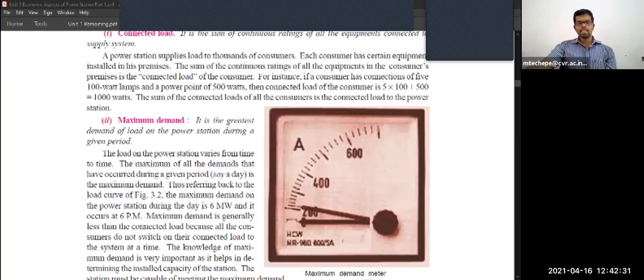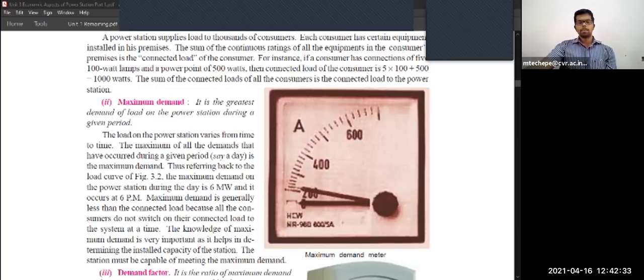So how to analyze the maximum demand? What is the maximum demand? It is the greatest demand of the load on the power station during the given period. So what is the greatest demand of the load on the particular power station, the substation?